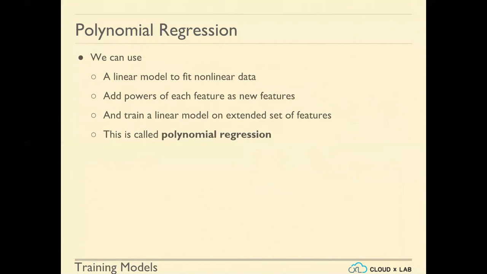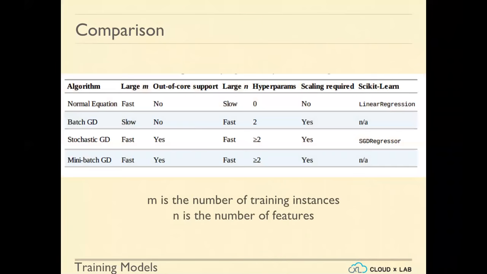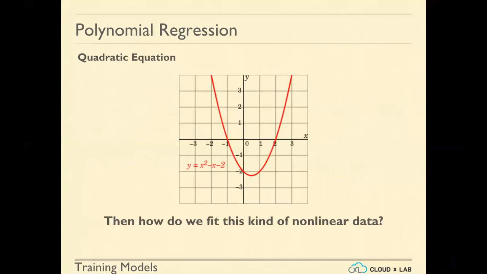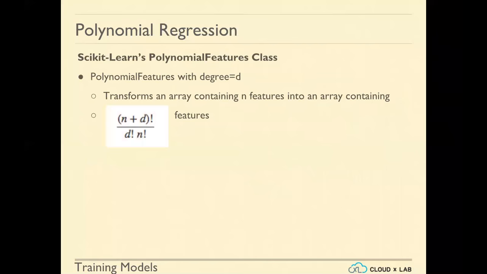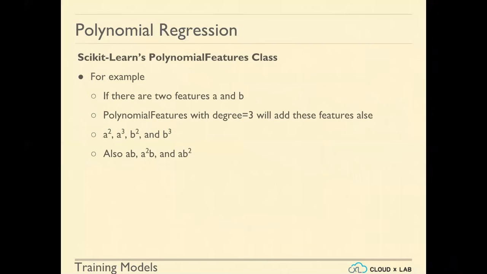Okay, have we written the equation for the polynomial regression yet? All right, let's just go ahead. So this is something that we talked about. If you have two features, A and B, polynomial features with degree 3 will add these more features. A is already there, so it'll add A square and A cube. Then B is already there, and B square, B cube, and AB, A square B, and AB square.